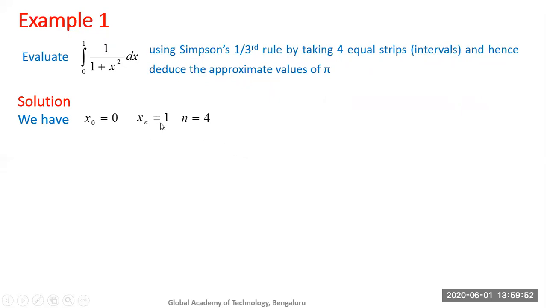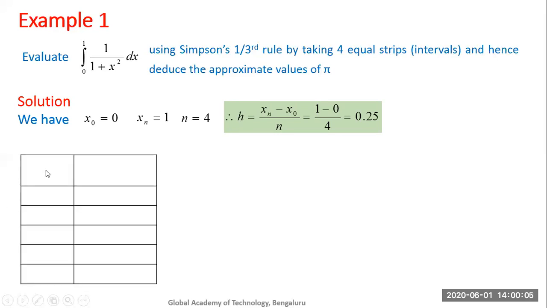So if you know x naught, xn and n, you can find the h value. So h is xn minus x naught by n. So that is 1 minus 0 by 4, you get 0.25. Once you come to know the value of h, you can generate the table. So take x here and y is 1 upon 1 plus x square, the given function.